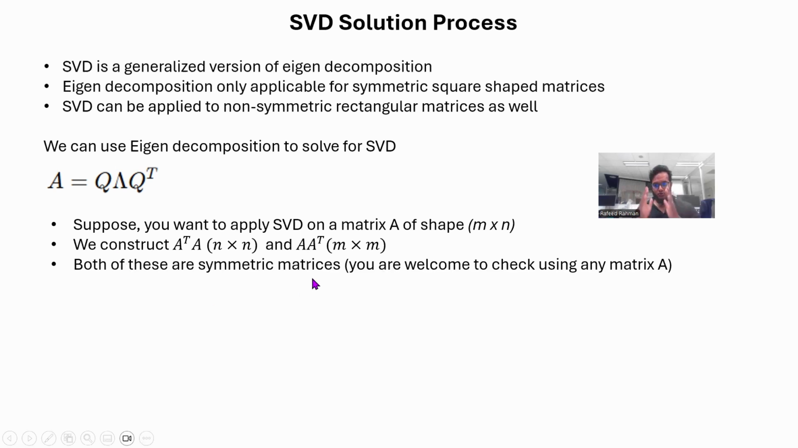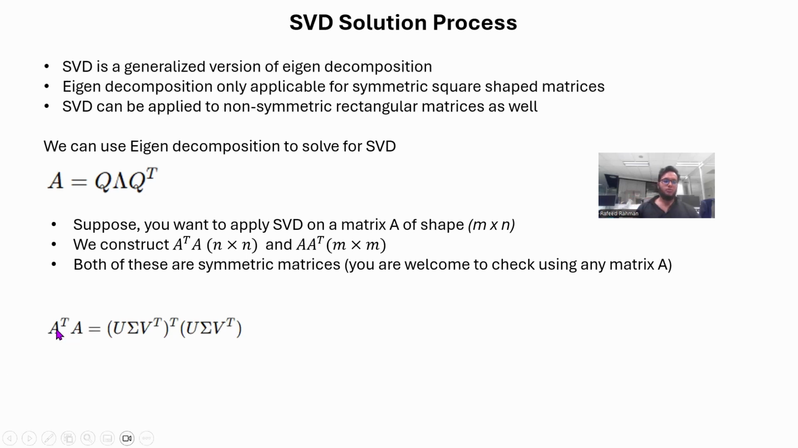Now, what I want you to do is take any matrix A, whatever you like, and do these two things, A transpose A and A A transpose, and then check yourself to convince yourself that indeed, A transpose A and A A transpose will always be symmetric. Since A transpose A and A A transpose are symmetric, we can apply Eigen decomposition on these, right? So let's see what happens if we do that.